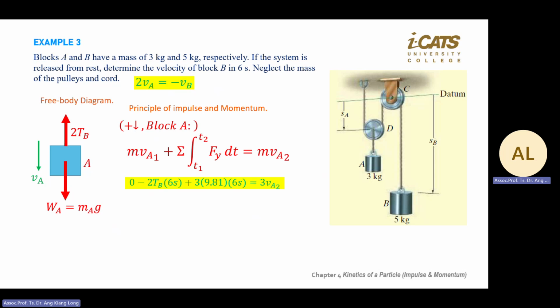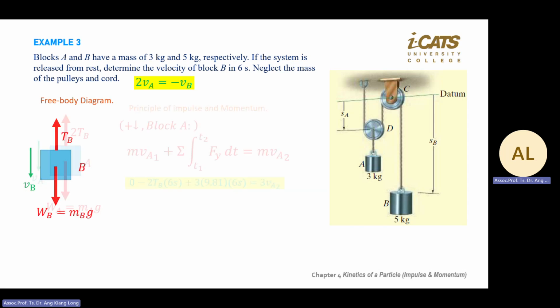And again, for the linear impulse, you need to be careful. Every time you have one force, you have one impulse. So here you have two forces. You have W and the tension in the cable. So you have two impulses there. Okay, so 2TB multiplied by time plus W multiplied by time. Then mVA2, you don't know the final velocity. You solve, you get one equation with two unknowns. Then you go for B.